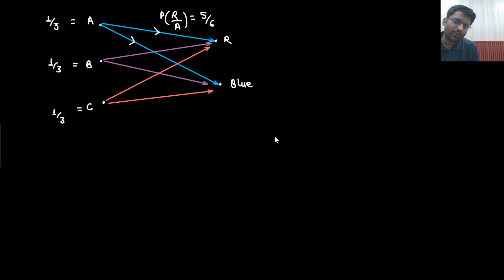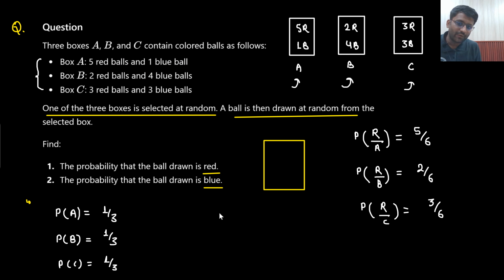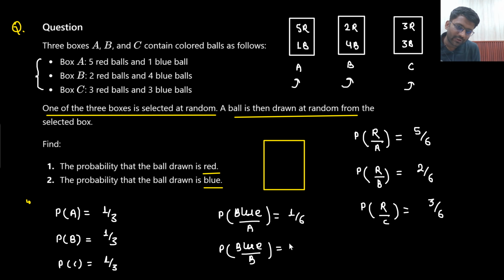Probability of selecting a blue ball given that box A was selected. What would that be? 1 by 6. Probability of selecting a blue ball given that box B was selected. What would that be? 4 by 6. And probability of selecting a blue ball given that box C was selected, that would be 3 by 6.